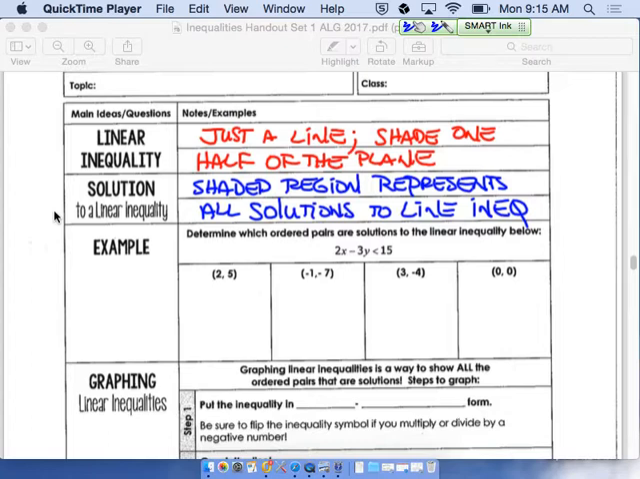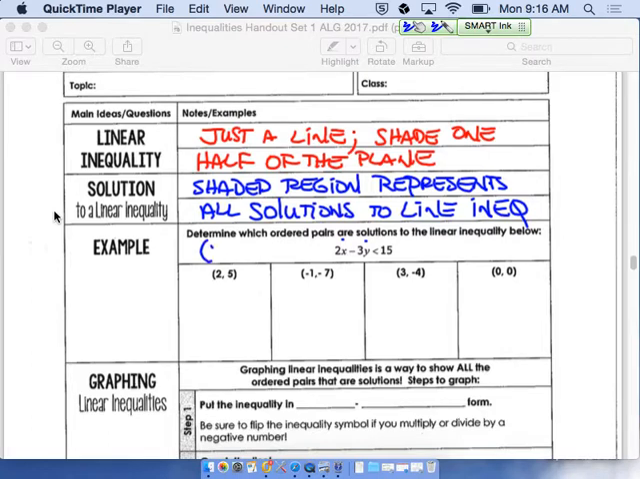The new skill is going to be either shading above the line or below the line to represent all of the ordered pairs that make the linear inequality true. A linear inequality has two variables in it, x and y. So the first skill is to recognize when you're given ordered pairs whether or not the ordered pairs would be solutions, meaning in the graphed representation, these would be points that would be in the shaded region.